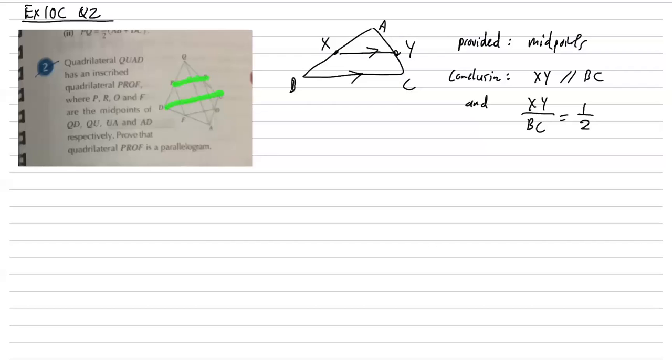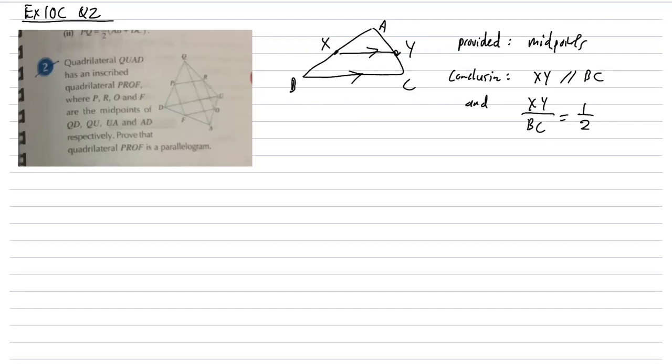So if PR is parallel to DU, and FO in turn is also parallel to DU, that means that PR must be parallel to FO. So you can do the same thing again, but this time with these two triangles. Conclude that PF is parallel to QA. These two triangles conclude that RO is parallel to QA. So PF is parallel to QA, RO is also parallel to QA. Therefore, since they both have a common parallel line, PF must be parallel to RO. So we have proven the two pairs of parallel sides, and therefore PROF is a parallelogram.